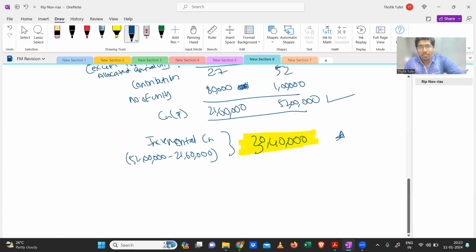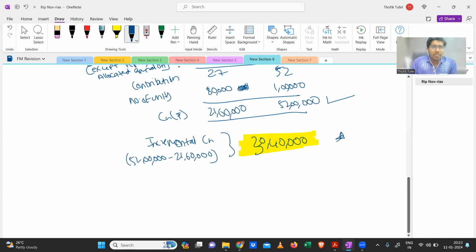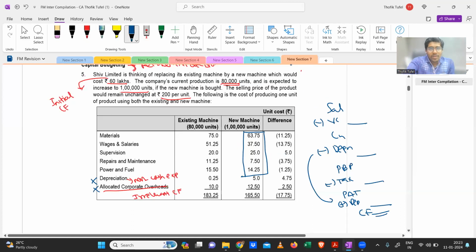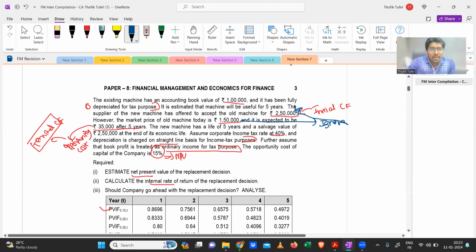Then from here, the question is simple. You have to reduce depreciation. Depreciation is one annual cash flow, correct? So terminal cash flow, then you have annual cash flows. The new machinery has a life of 5 years and a salvage value of 2,50,000. So this 2,50,000 is also a terminal cash flow at the end of its economic life.